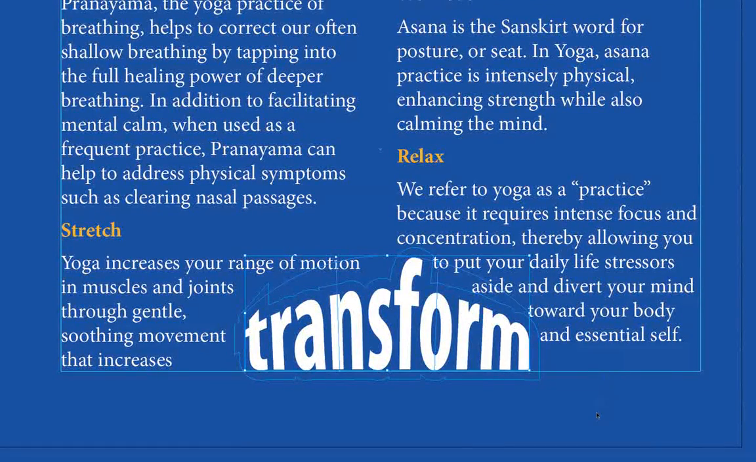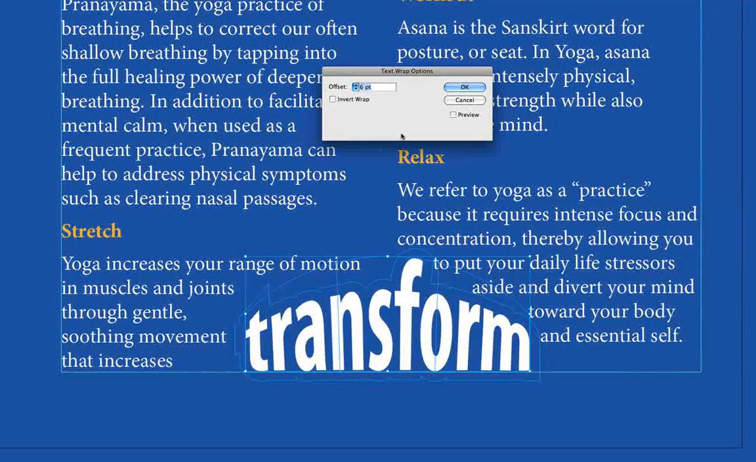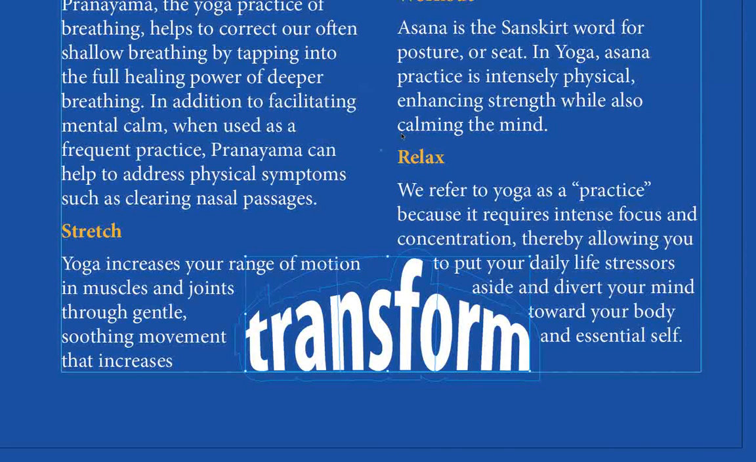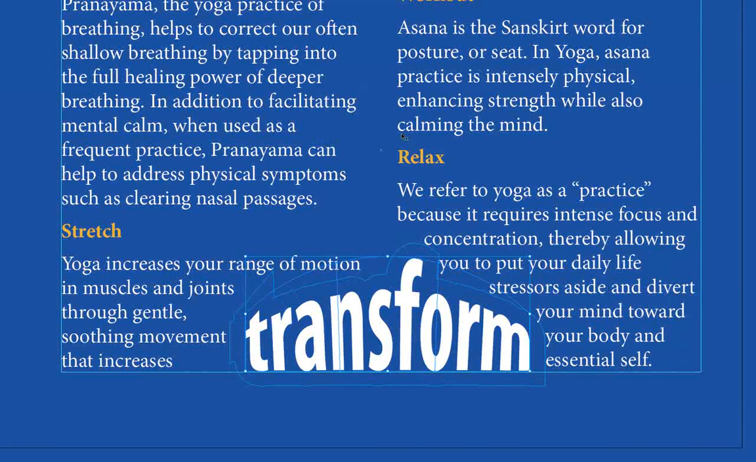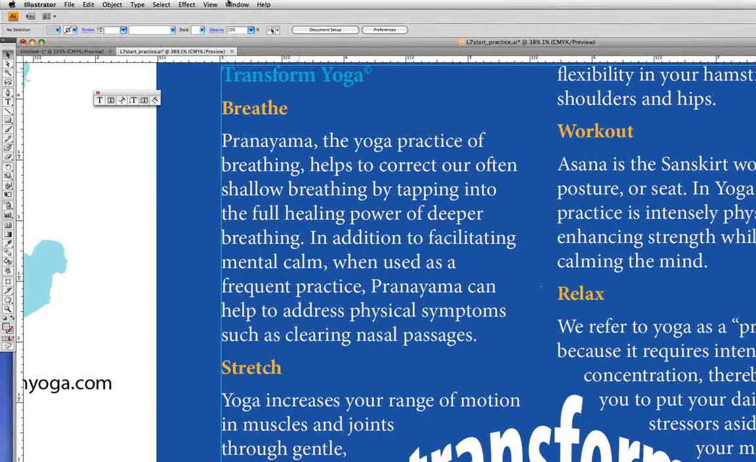Okay, so now we can see the text in the two columns is wrapping around the shape of the word transform, and I can change the distance the type moves away from the word transform, or the offset distance, by going up here to the Object menu to Text Wrap, and we'll go to Text Wrap Options. And we'll change it from 6 point to 9 point, and click OK. And now you can see the type moves a little bit farther away from the word transform. If I go up into the Select menu to deselect, you can see now that the text is wrapping around or running around the word transform.